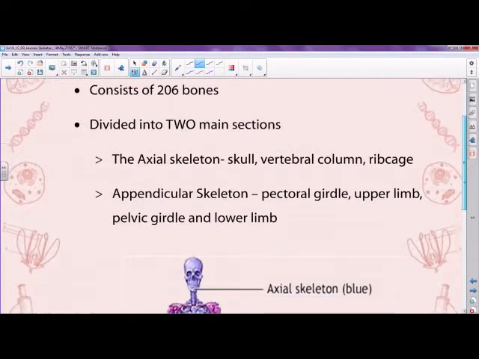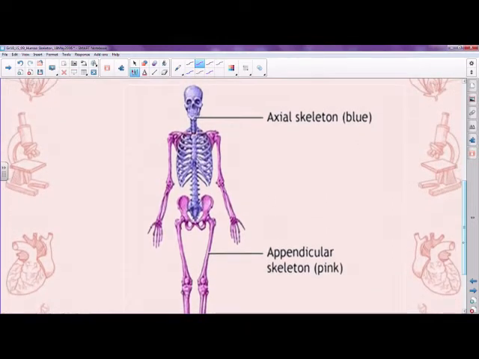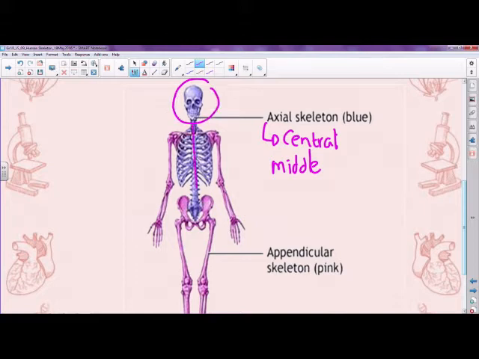Now, when we look at the skeleton, I want you to notice we divide it into 2 sections. Have a look at this diagram, and also have a look at the word that we use. When we look at the skeleton, we notice that there is a central part. Axial means central. If I look at this blue section, that central also means middle. If I draw a circle there and a line straight there, I've pinpointed the middle of the body. So the first part of our skeleton which we're going to look at is called our axial.